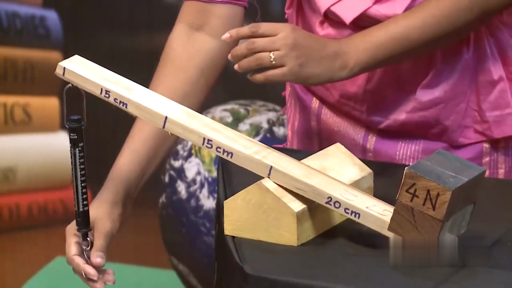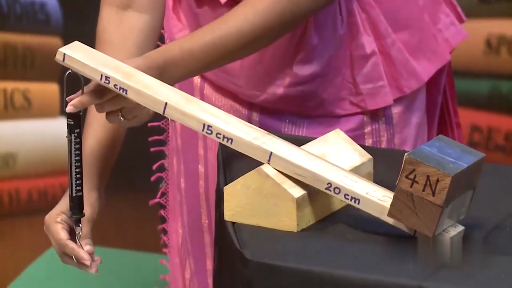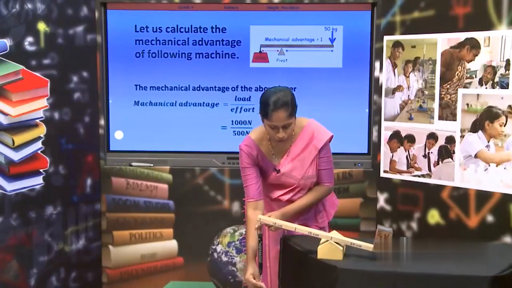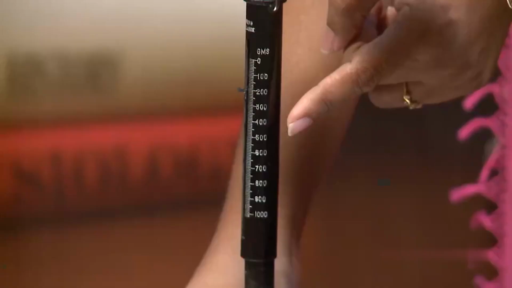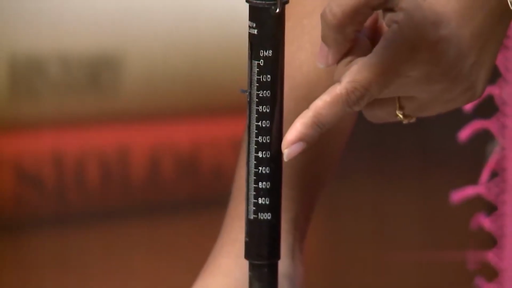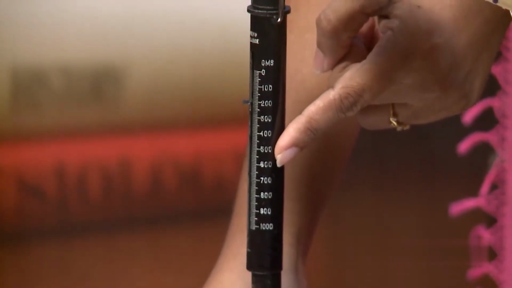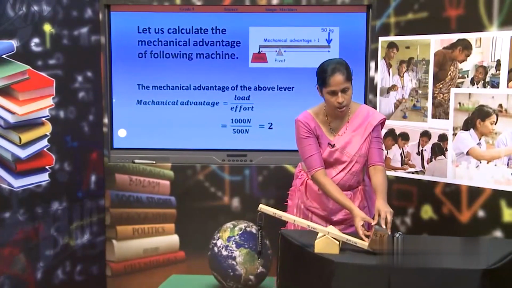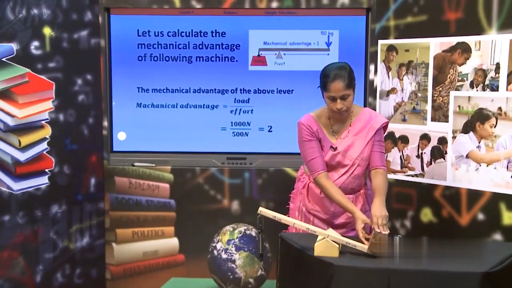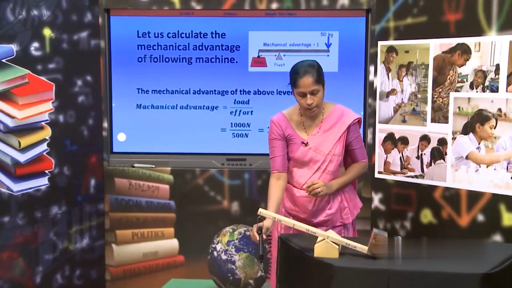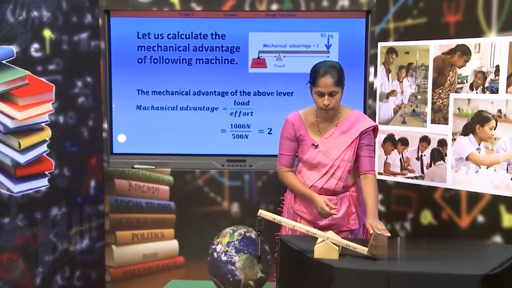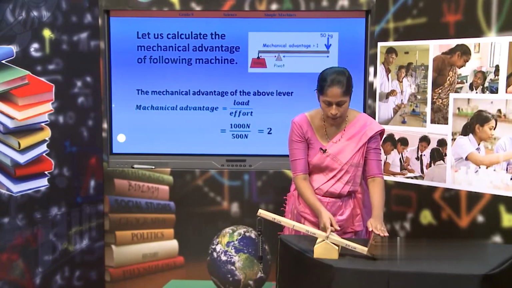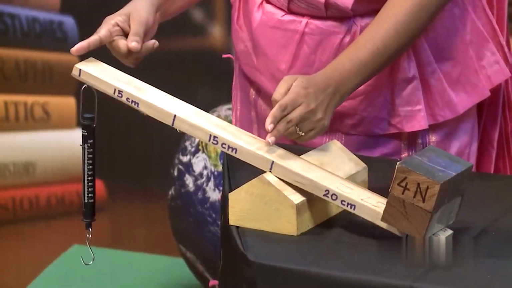Now, I exert the force through this spring balance to lift the weight. And you can see the force exerted is 2 Newton, but the load is 4 Newton weight. The effort we used is less than the load, and you can see the load arm is shorter than the effort arm.